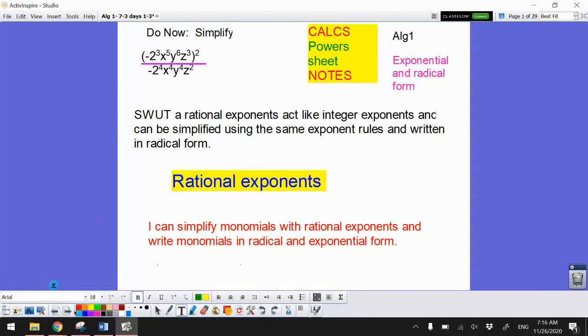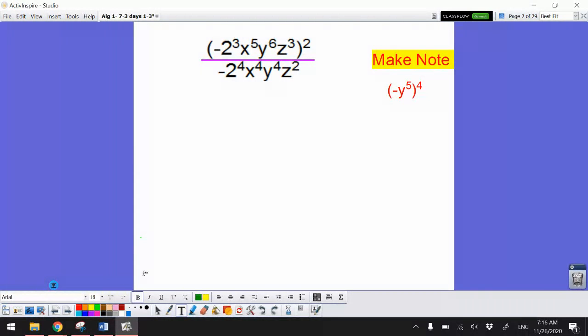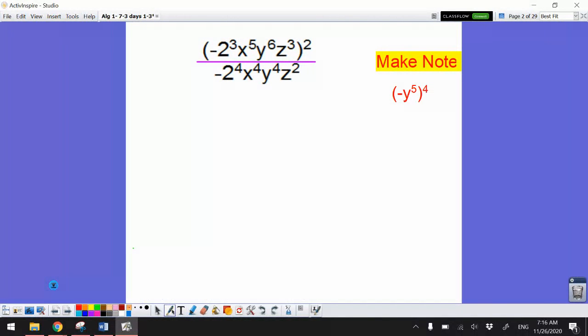Okay, let's get started by doing a quick review in terms of simplifying. So hit pause. Go ahead and see what you can do with this problem. Okay, let's see how you did.